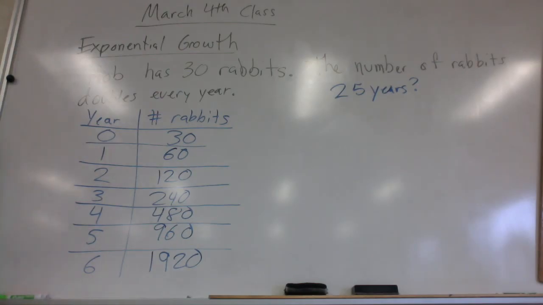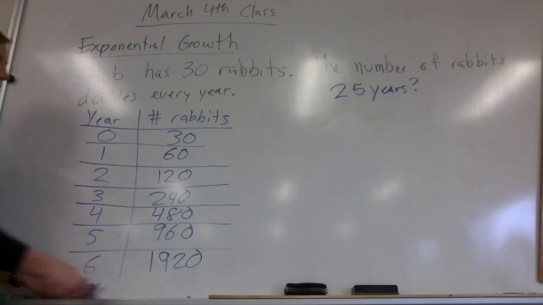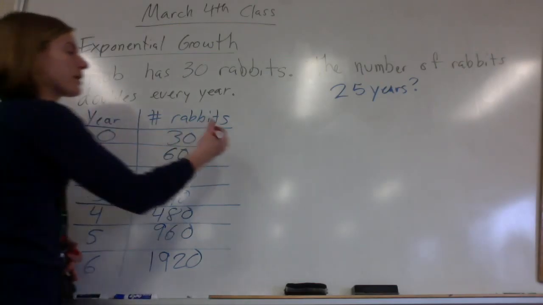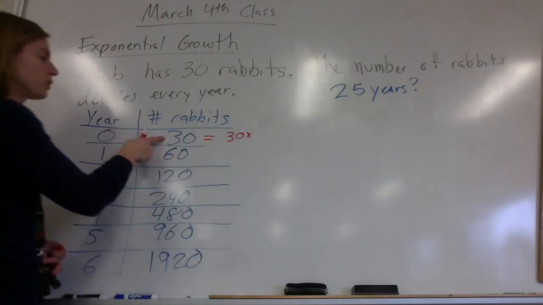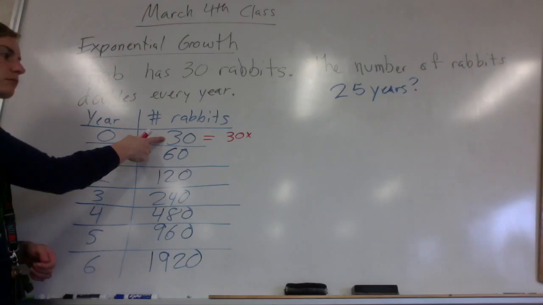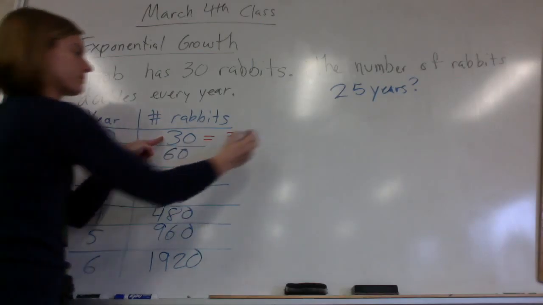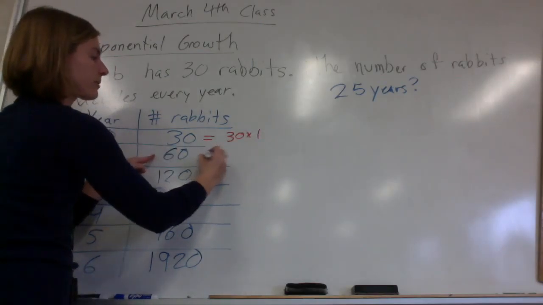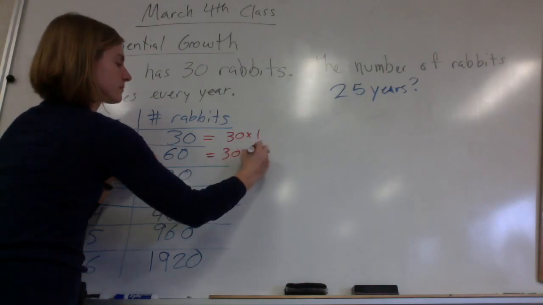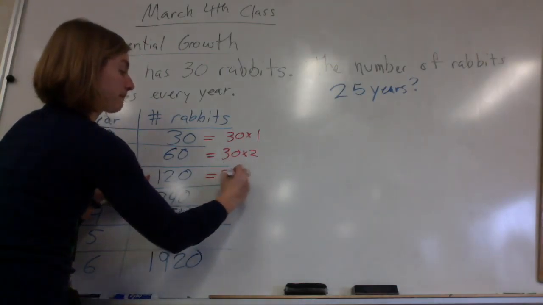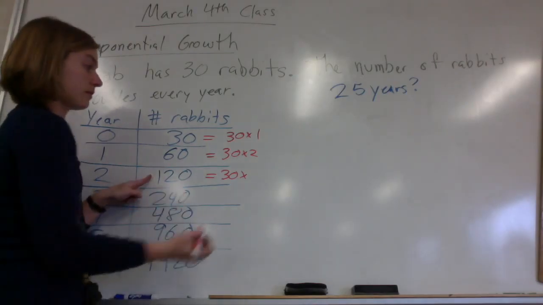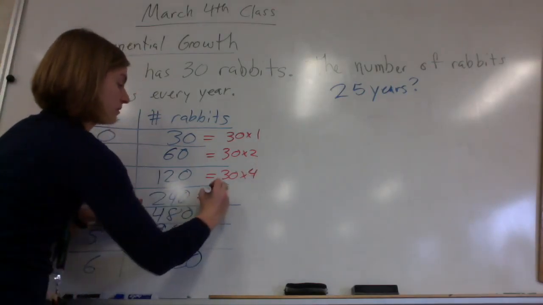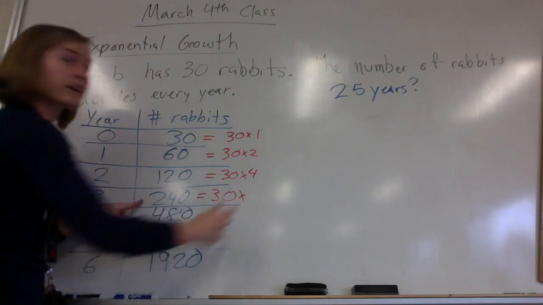So what we need to do is figure out what I multiply by 30 to get to these numbers. What am I multiplying by 30 here? Two. Well, no, to get 30, zero. One. What am I multiplying 30 by here? Two. What am I multiplying 30 by here? Four. Is it by three? No. It's four. Eight. Might need to use your calculator. What is it here? Eight.